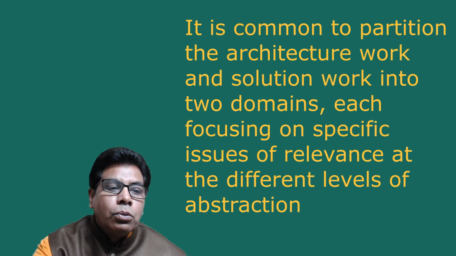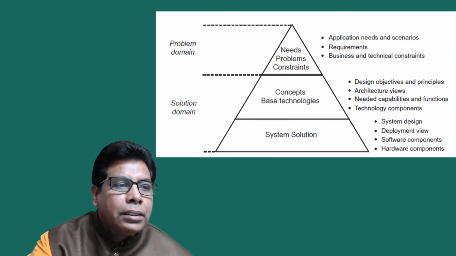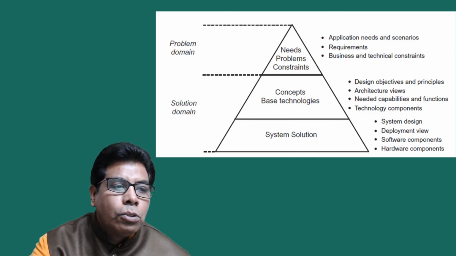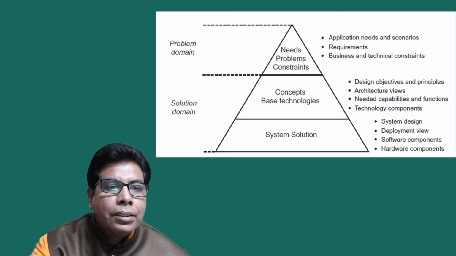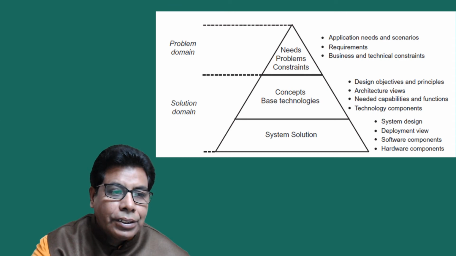It is common to partition the architecture work and solution work into two domains, each focusing on the specific issues of relevance at the different levels of abstraction. Let us see the figure. Here you can see the problem and solution domain partitioning. So the problem domain has needs, problems and constraints. So these are nothing but the application needs and scenarios, then requirements, business and technical constraints.